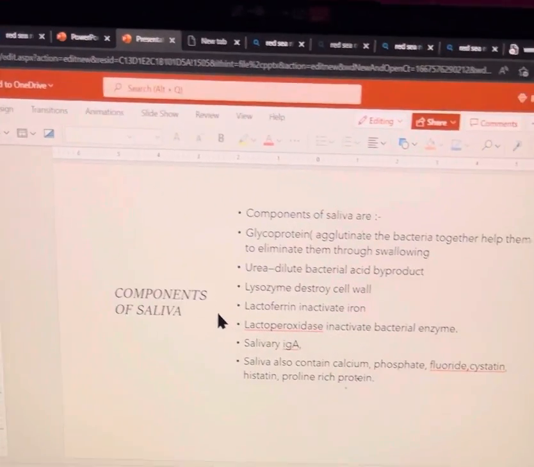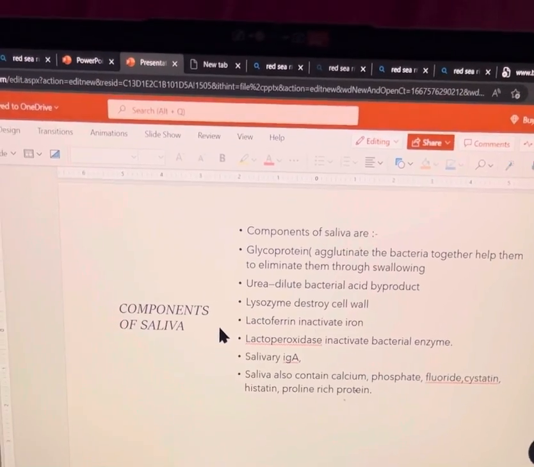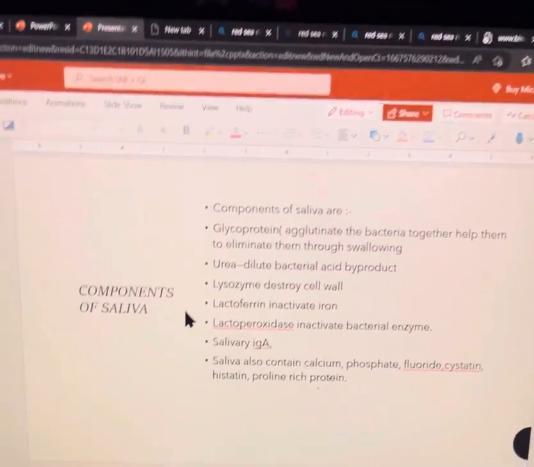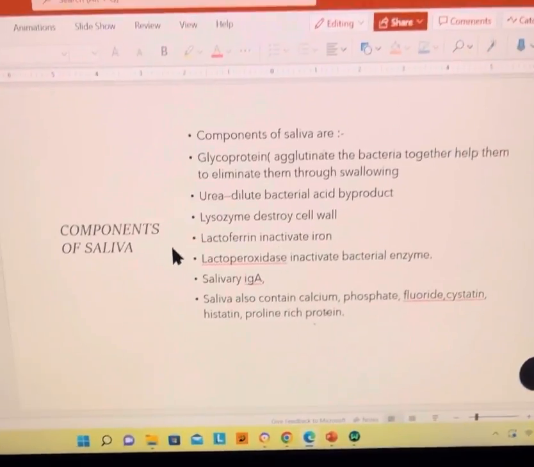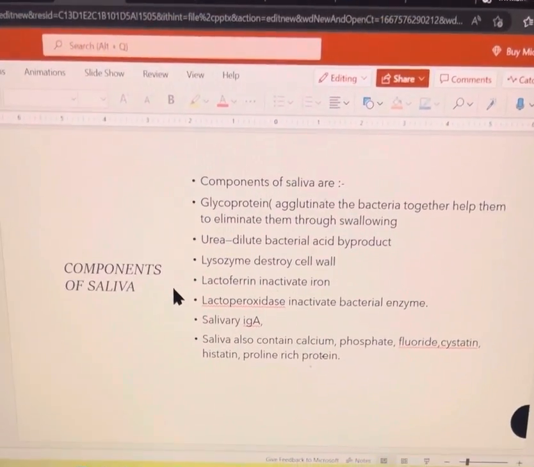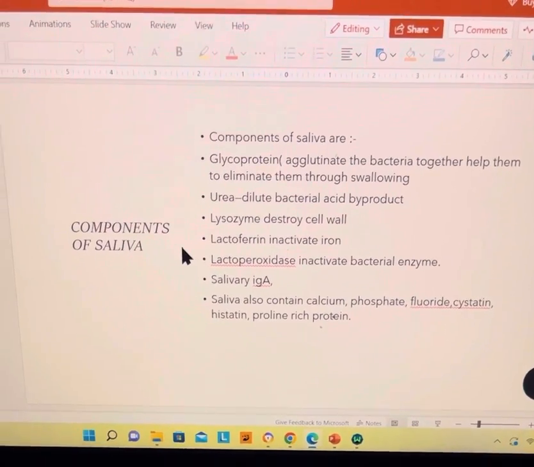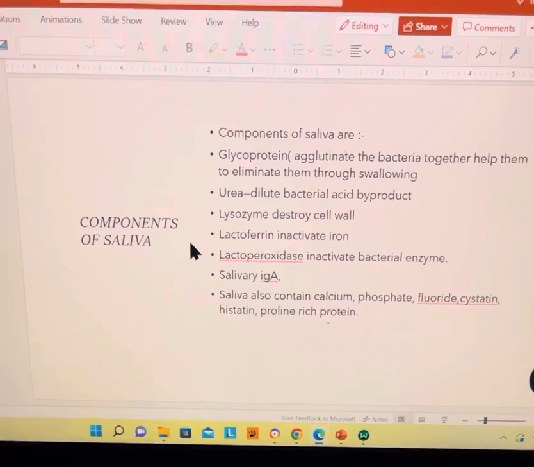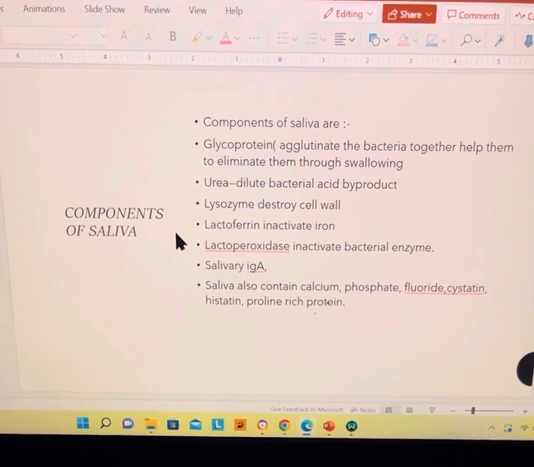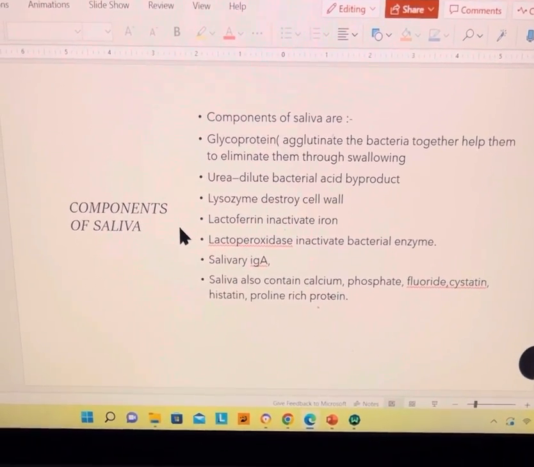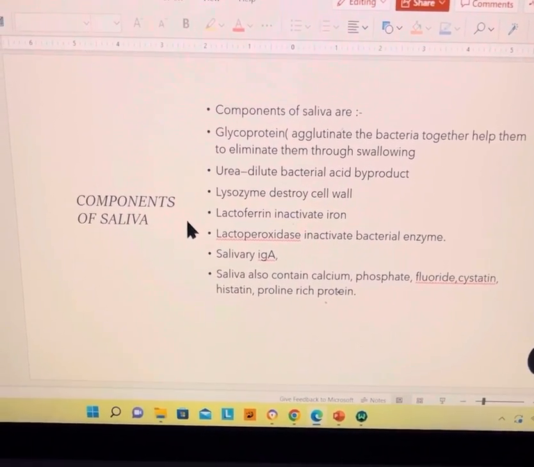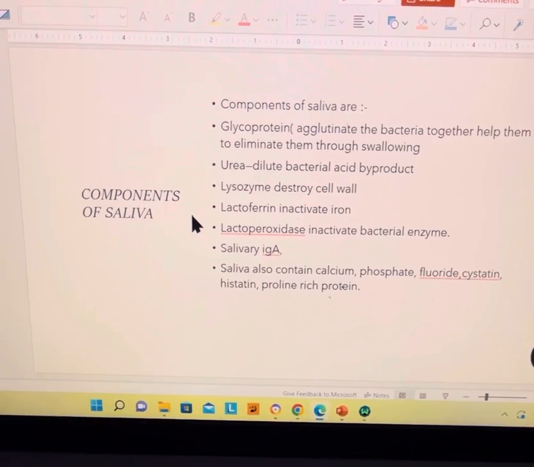And definitely we know Mr. Saliva, which acts as a buffer. So what are other properties of saliva? Let's talk about that also. Saliva has glycoprotein. It agglutinates or binds the bacteria together, and helps eliminate them through swallowing. Second, it has urea, which will dilute the bacterial acid products.